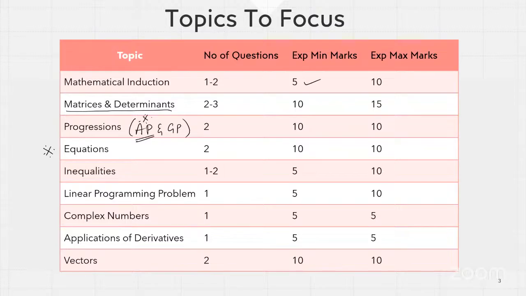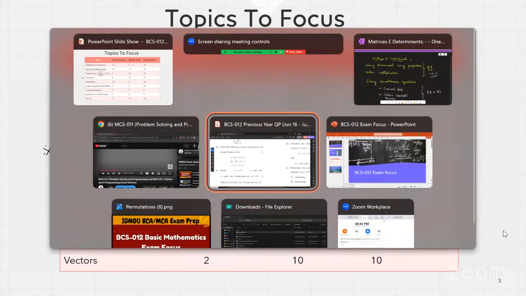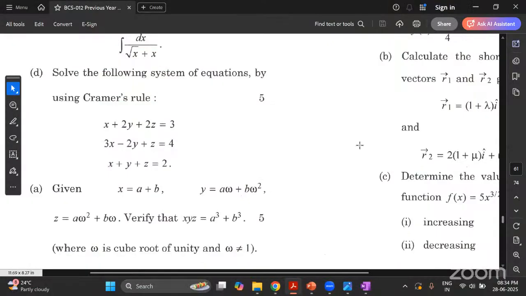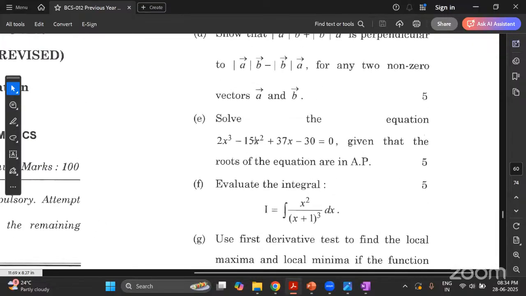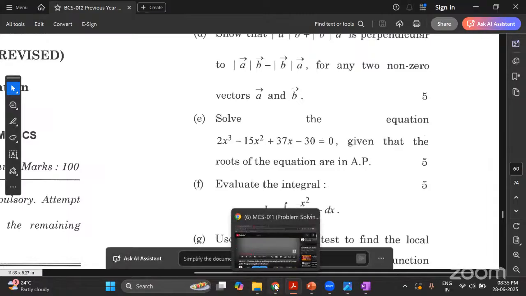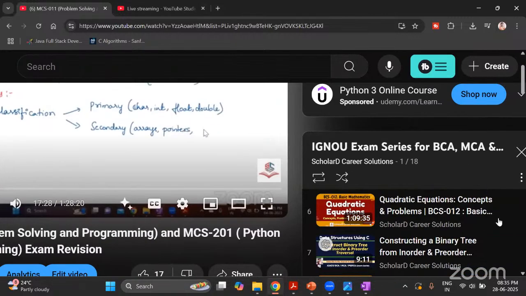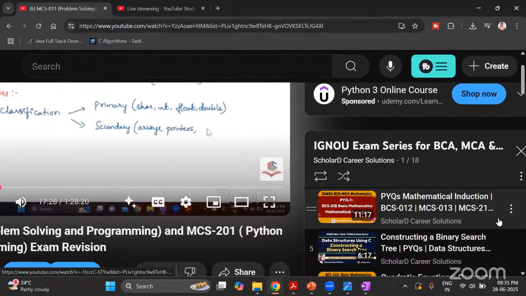Under equations also, you will get two types of questions. Let me show the types of questions that you can expect. One question under compulsory question you will get. See here. Solve the given equation. A cubic equation is given that roots of the equation are in AP. Solving this, you can watch the revision videos over here. See, it's all explained.